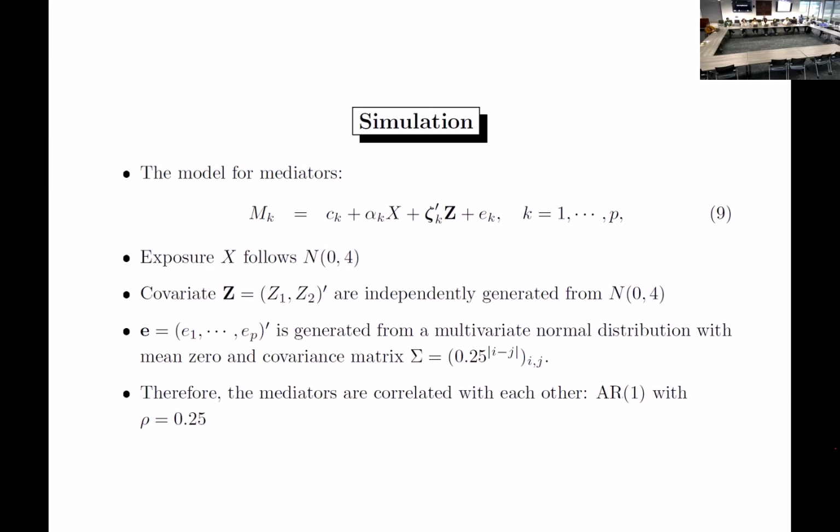And the E here is from a multivariate normal distribution with mean zero and covariance matrix sigma. That means these P mediators are correlated. They have an AR1 correlation structure, and rho is 0.25.